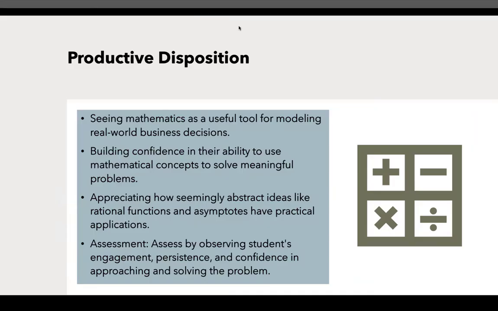Finally, we have productive disposition, which is the I can do this strand. When students see how a complex problem like this can be successfully modeled using math, it builds their confidence. We can assess this strand by observing their engagement and persistence with the task. Do they get discouraged easily, or do they stay with the problem?